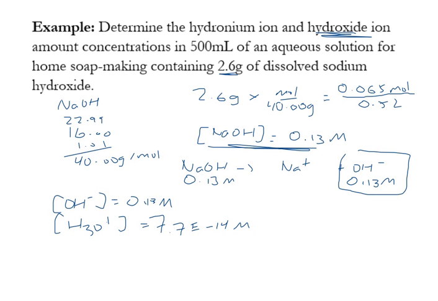Now, I want to try one more thing, even though this wasn't my question here. You guys remember how to find pH and pOH? You use the formula negative log. So what I'm going to do now is negative log both of these numbers, and I'm going to calculate my pOH and my pH. I'm just going to do this to make a point here. So if you negative log this one, I got a pH of 13.11.